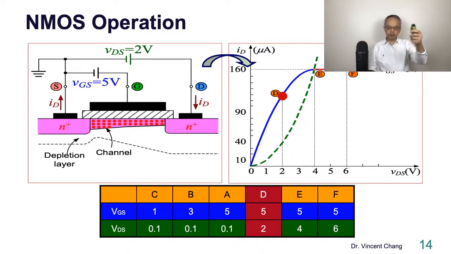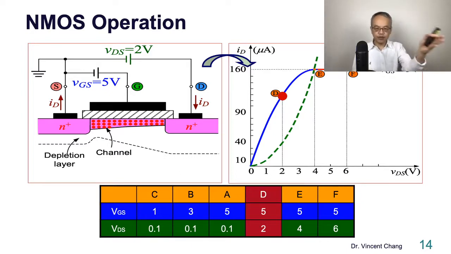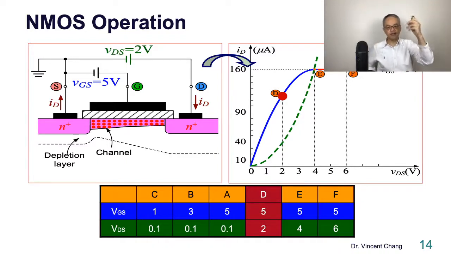Now let's move on to the right-hand side. Another 3 points, D, E, F. Let's analyze this device qualitatively. Let's keep the VGS the same at 5, 5, 5, but gradually increase VDS: 2, 4, 6.